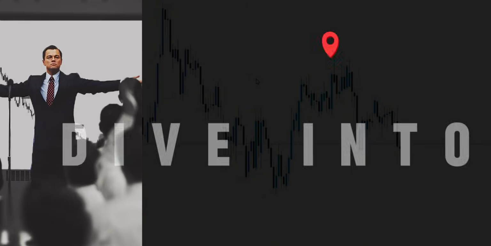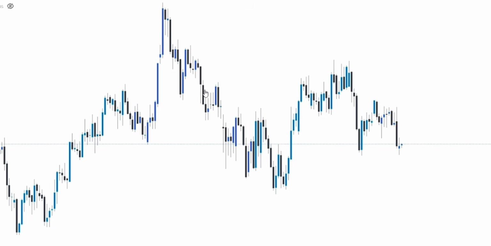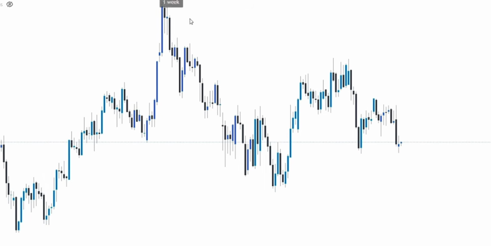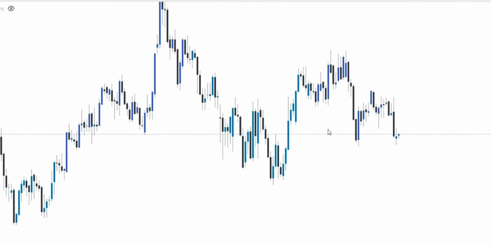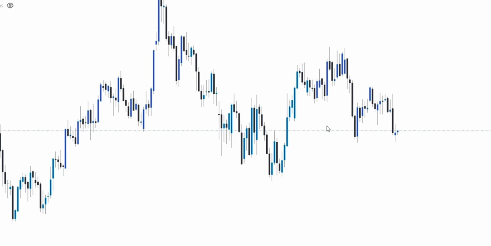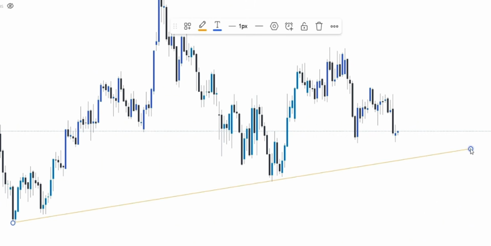Without further ado, let's dive into it. We are going to be starting with the daily time frame. On the daily time frame, we are checking the overall directional bias. If you look at this chart, picking our trend line, marking from this point to this point, you can see based on the overall directional bias of this market, GBPUSD, we are bullish.